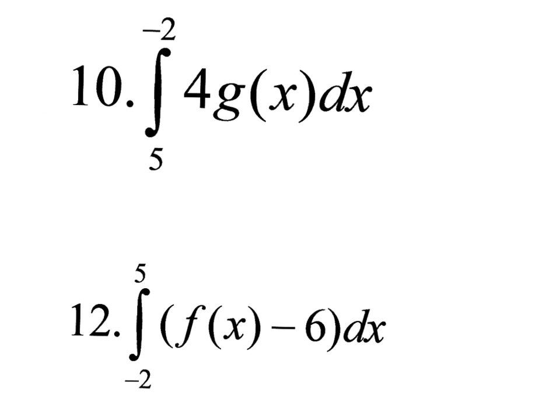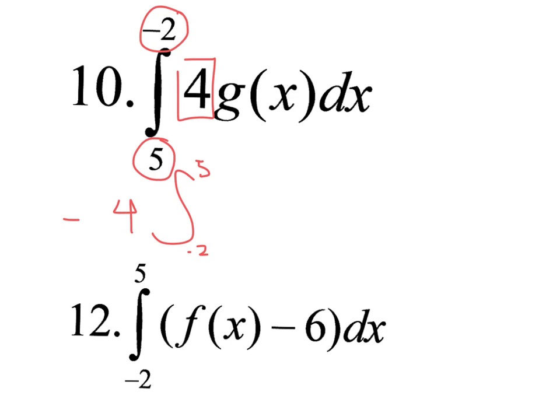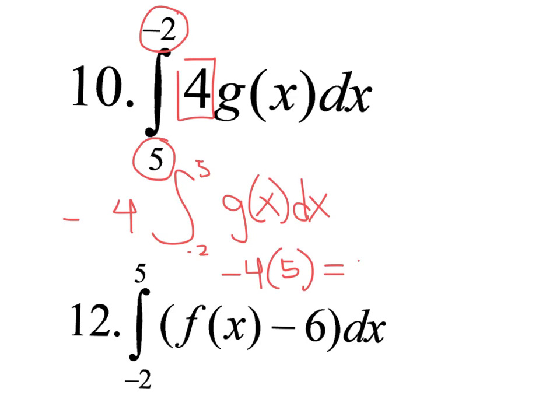So number 10, there's a couple things going on. First of all, I notice that the limits are in the incorrect order. So I'm going to switch those limits, and it will become negative, from -2 to 5. And then I also notice there's a coefficient of 4. So I'm going to bring the 4 out in front of the integral symbol. So it's 4 times the integral of g of x dx from -2 to 5. Well, we are told that that value is 5, so the value of the entire integral will be -20.